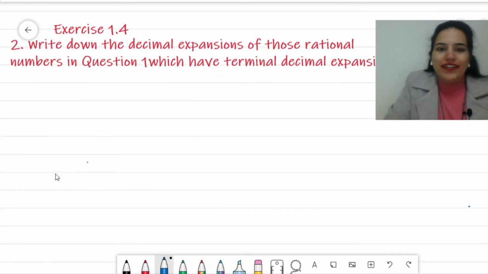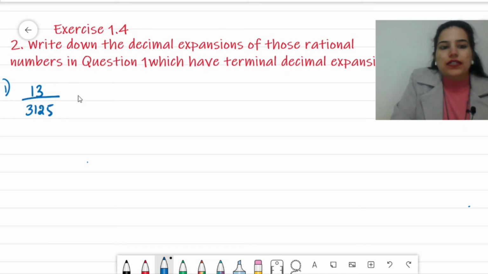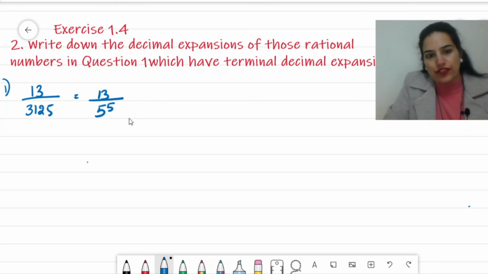Question number 2, write down the decimal expansions of those rational numbers in question 1 which have terminal decimal expansion. So we just proved the first part, which was 13 upon 3125, and we could write it as 13 upon 5 raised to power 5. It had terminal decimal expansion.